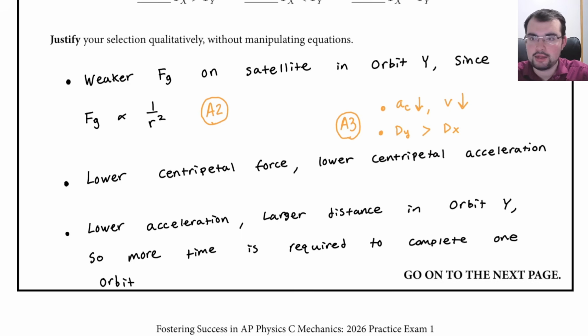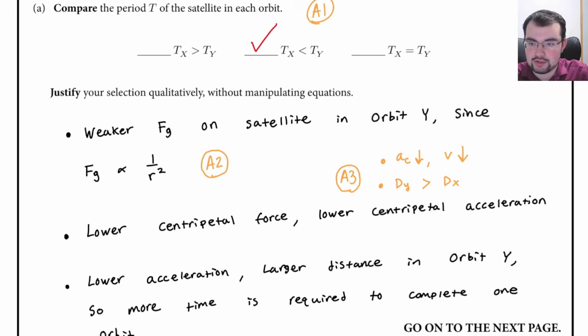Now, a key way to see this effect, if we wanted to use some more equations, is that centripetal acceleration can also be written as omega squared times r.